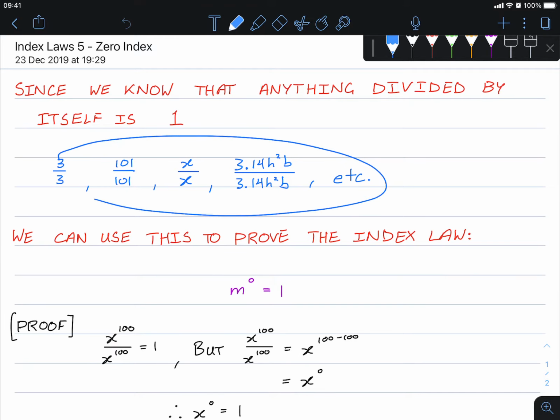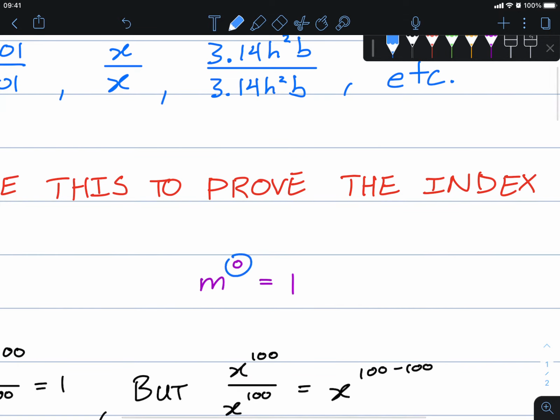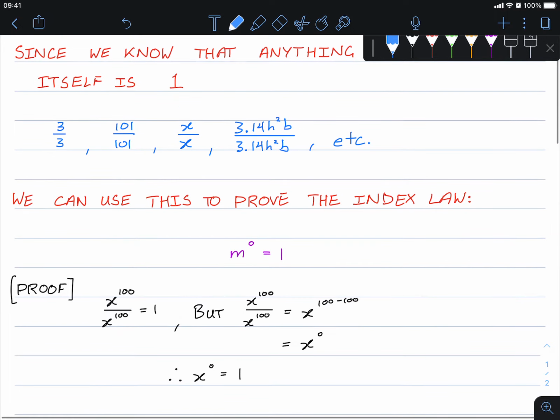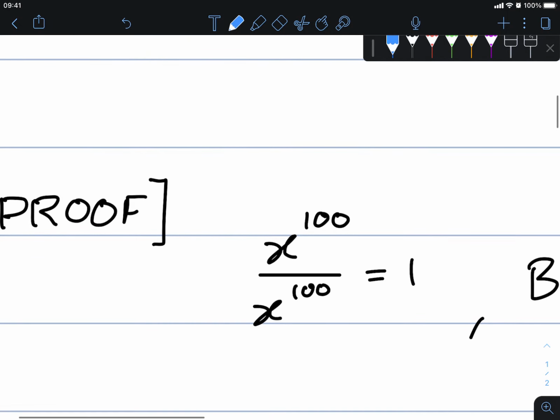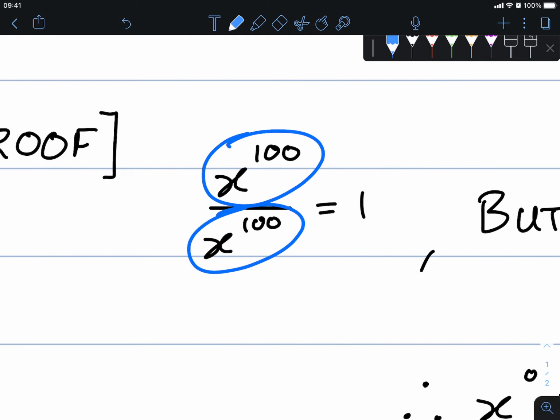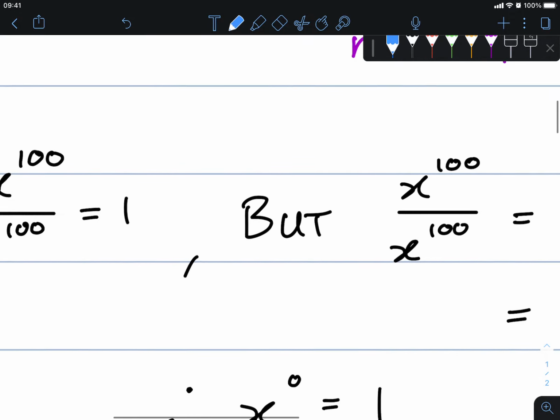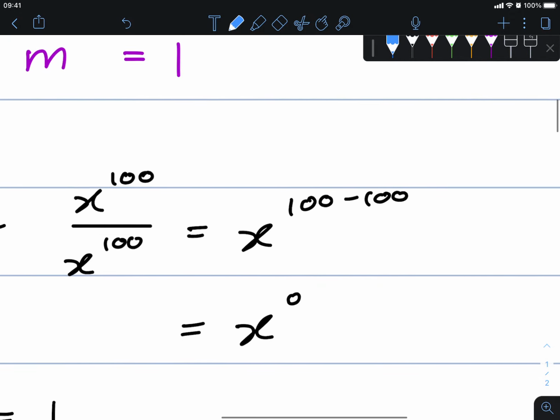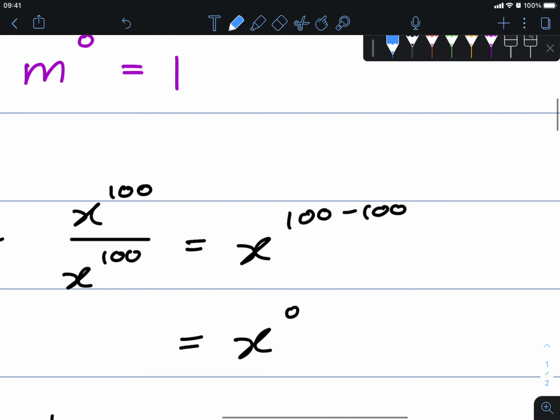Now we can use this to prove the index law: m to the power of 0 is 1. And I'll prove it to you as shown. If we had x to the power of 100 divided by x to the power of 100, that's anything divided by itself, which is 1. But we also know that x to the power of 100 divided by x to the power of 100, because it's the same base, we are subtracting the indices.